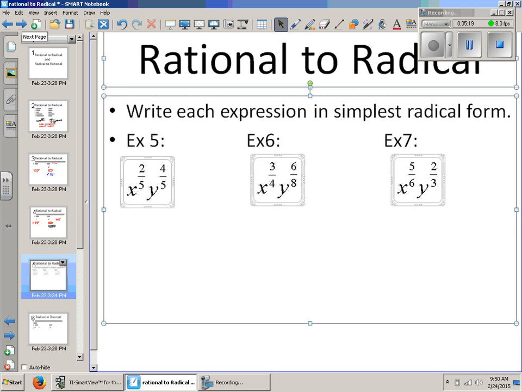Okay, let's look at these three. We have x to the 2/5, y to the 4/5. Notice now that we're going to go from rational to radical.